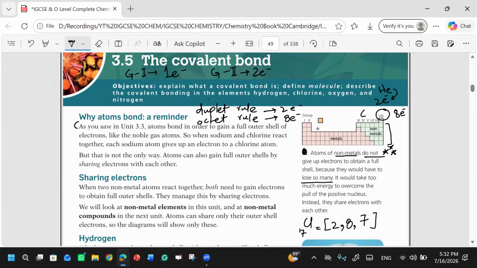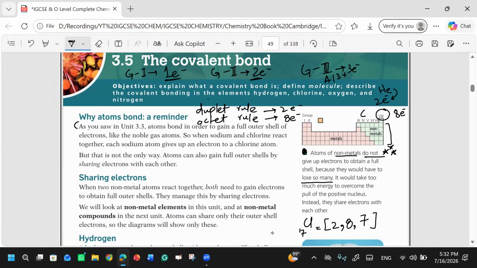Metals can lose because metals just have to lose 1 electron or 2 electrons, right? Group number 1 loses 1 electron, group 2 loses 2 electrons, or at maximum group number 3 loses 3 electrons, just like aluminum. I gave you the example of aluminum yesterday, which belongs to group number 3. So they can lose electrons, but when we talk about non-metals, it is not easy for non-metals to lose electrons, right?